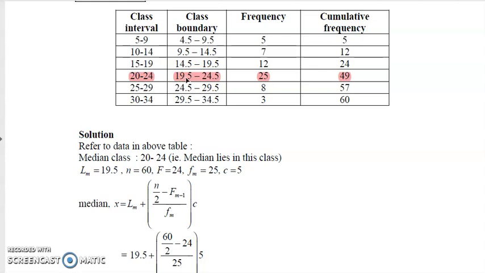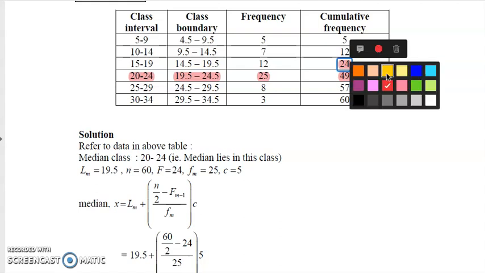Okay, from this class interval, the lower boundary is 19.5. Define it first: n, which is the total sum frequency, will be 60, and F, which is the cumulative frequency before our class interval over here, is 24. You've got it from here. I hope you're clear about this part.